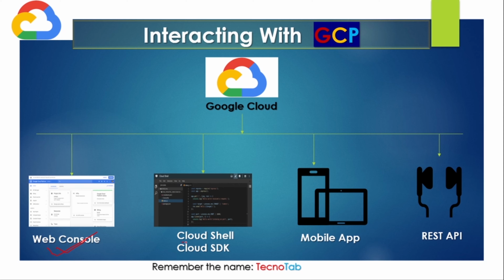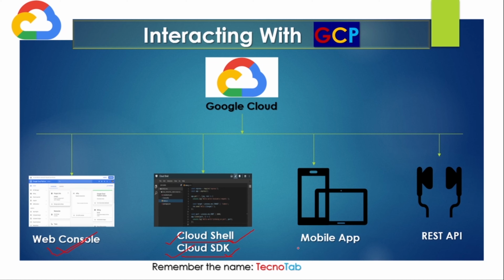The next way of interaction is by using Cloud Shell or the Cloud SDK. Basically, Cloud SDK is a CLI tool that you install on your desktop and start interacting with the Google Cloud resources. This is basically used by administrators or operations teams to manage the resources on GCP. The Cloud Shell that is provided by GCP is also a CLI, but you don't have to install it on your local computer. You can use this web version of Cloud Shell without installing it on your local computer.